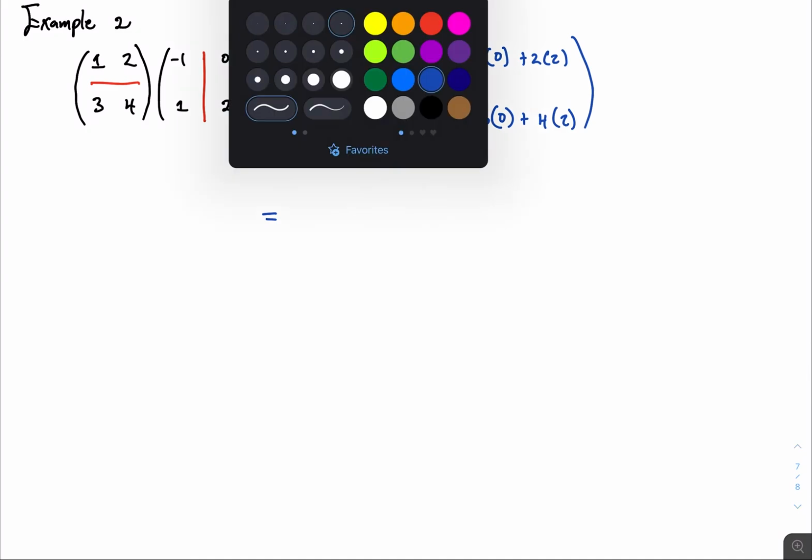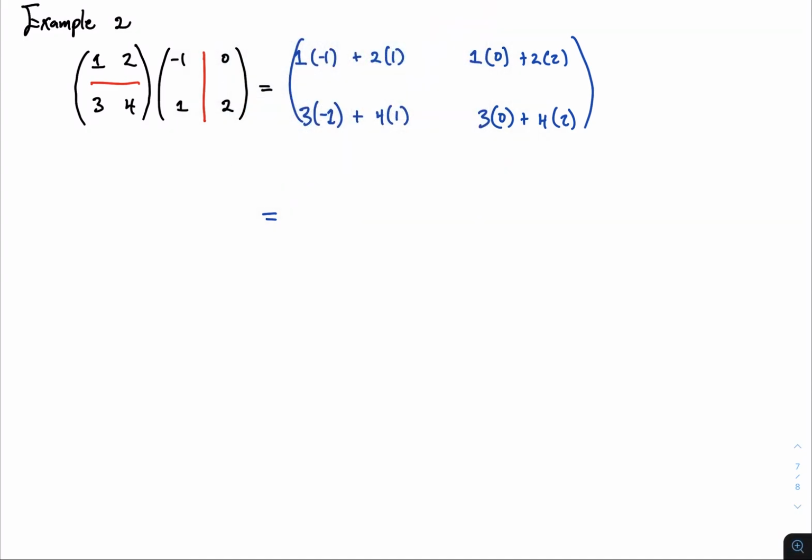Simplifying gives us -1 plus 2 for our first element. The second element is 0 plus 4. Then we have -3 plus 4 as our third element, and our fourth element is 0 plus 8. Simplifying even further, we end up with 1, 4, 1, and 8.